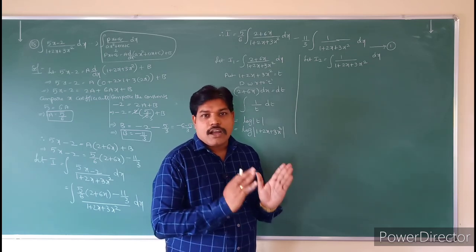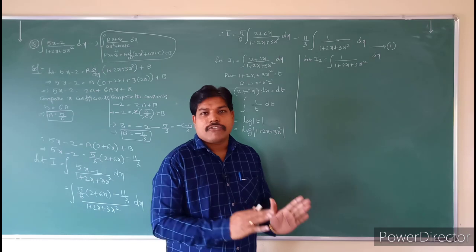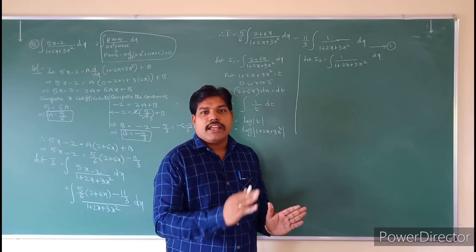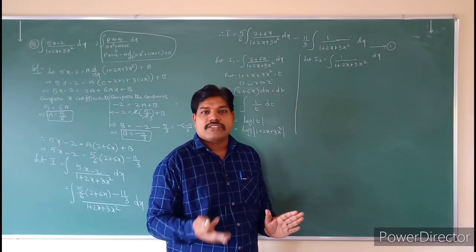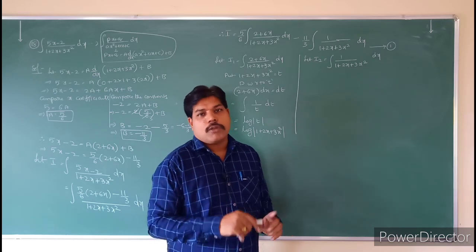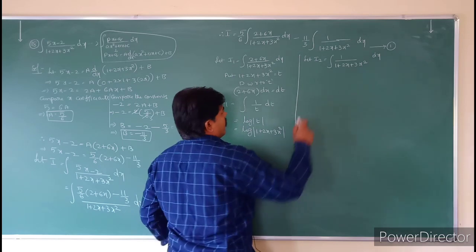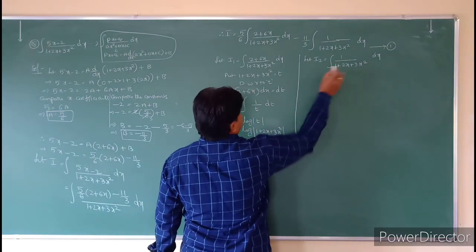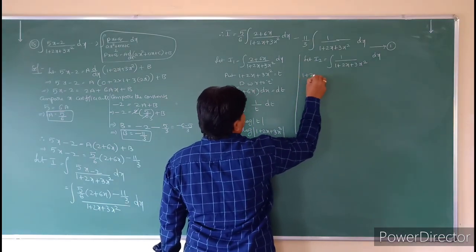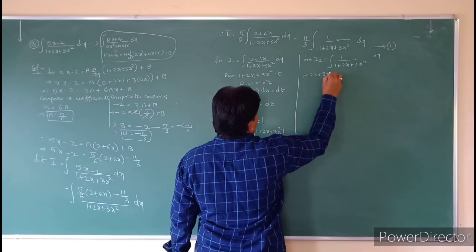So the denominator you have to convert in the form of x square minus a square, x square plus a square or a square minus x square. Why? Because you have the formulas. So that's why you have to change the denominator. So how to change the denominator? I will take this value. Consider this 1 plus 2x plus 3x square.